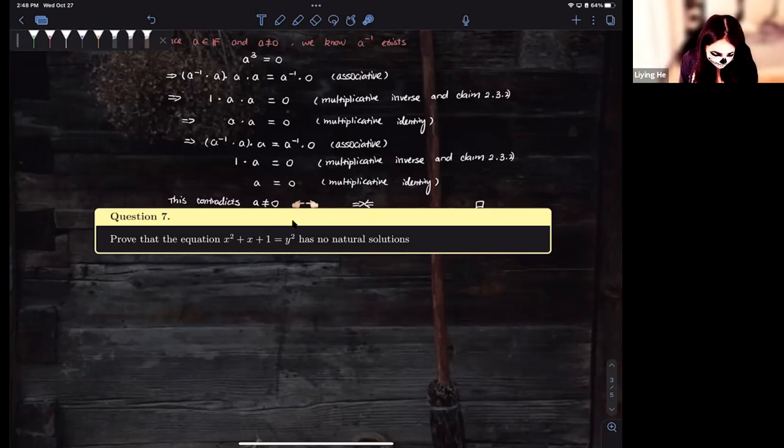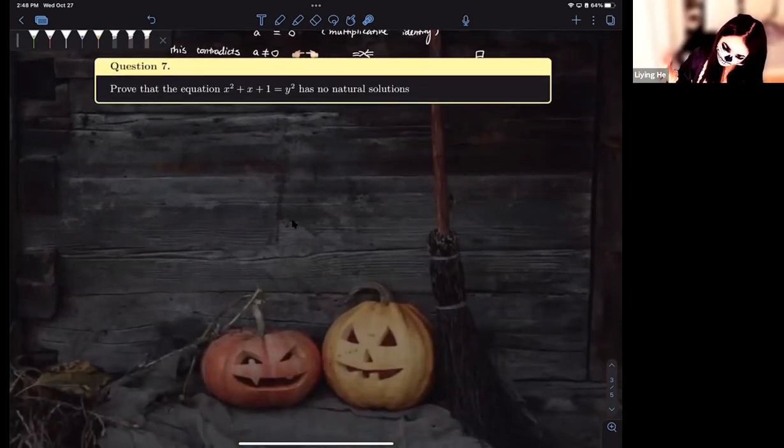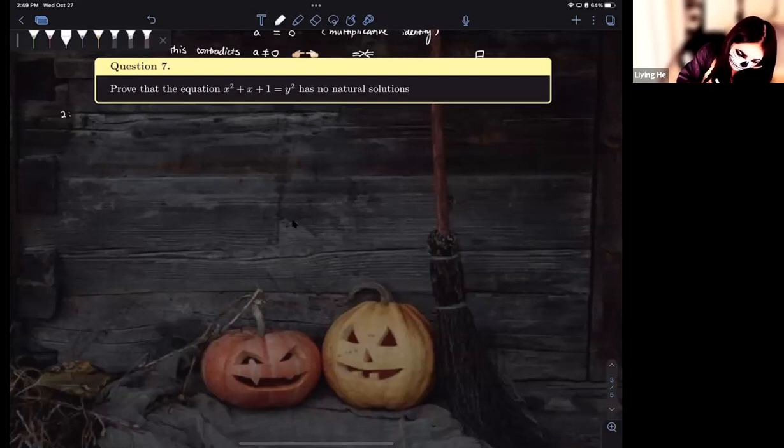Question 7. Prove that the equation has no natural solutions. This one is a typical question for such questions. However, you need to think about it a bit. It's slightly more challenging than the ones you've seen before. So I'll give you 6 minutes to think about it. Take it up to 55. Think about how you would do this question. It's slightly more complicated than the questions you've seen.